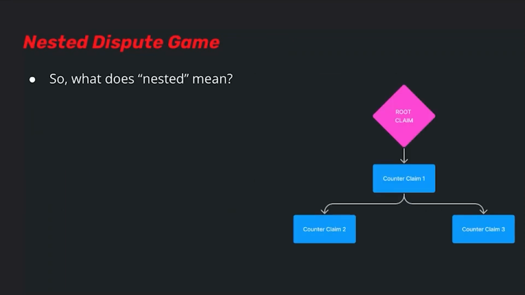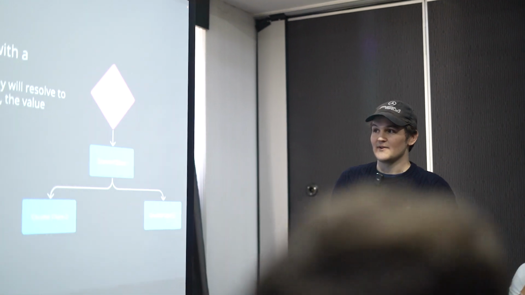So to start off, what does nested mean? We have this simple data structure that's called a claim. You can see this root claim here, and it has a counterclaim nested under it, and then there are these two counterclaims nested under that counterclaim. And you just keep stacking these down. Claims are effectively commitments to a state. They'll resolve to true or false, but at the time of creation, the value that they resolve to is unknown.